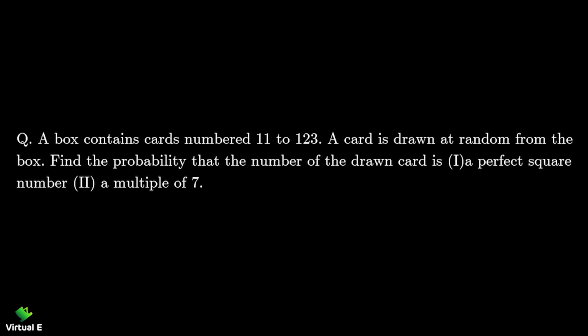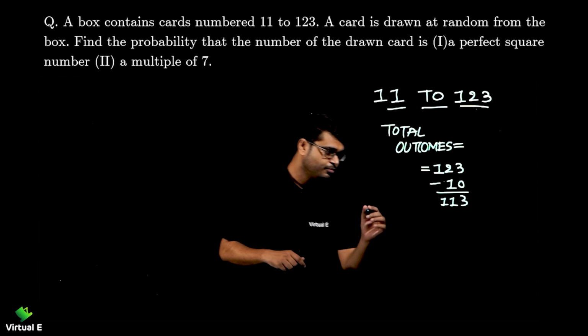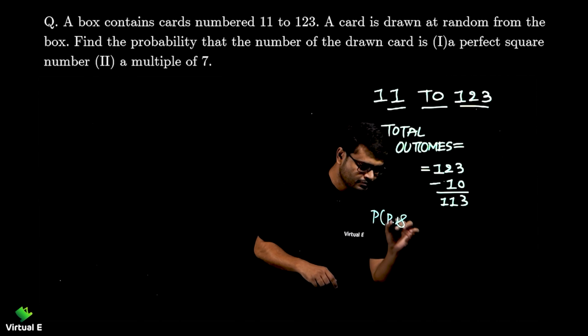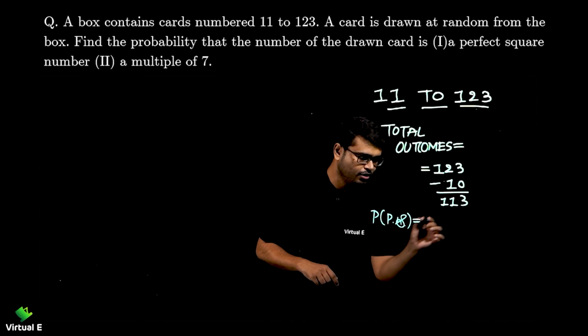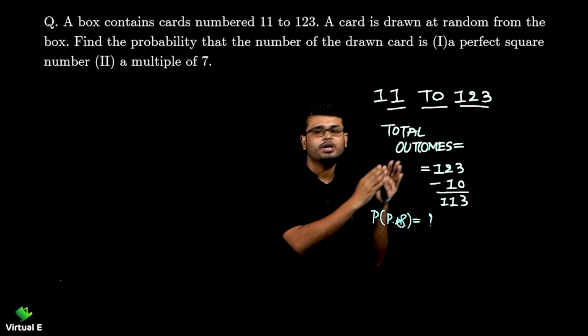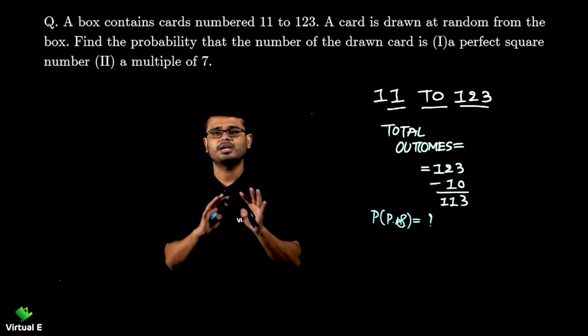What we need to do: a card is drawn randomly from the box, and we need to find the probability of getting a perfect square. Now, how many perfect squares are there between 11 and 123? That's our only concern.